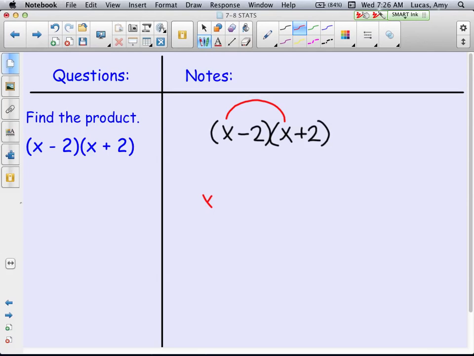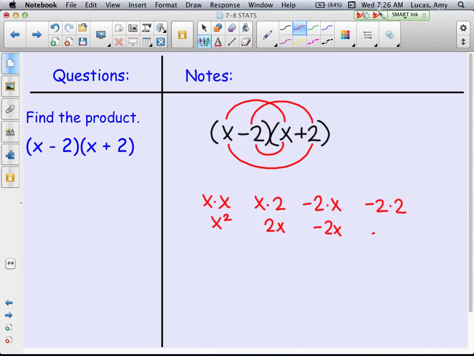First product, x times x is x squared. Outside, x times 2 is 2x. Inside, negative 2 times x is negative 2x. And last, negative 2 times positive 2 is negative 4. Add together the four products, and what you will notice is that my like terms, 2x and negative 2x, cancel each other out. So they're actually gone. So my solution is just x squared minus 4.